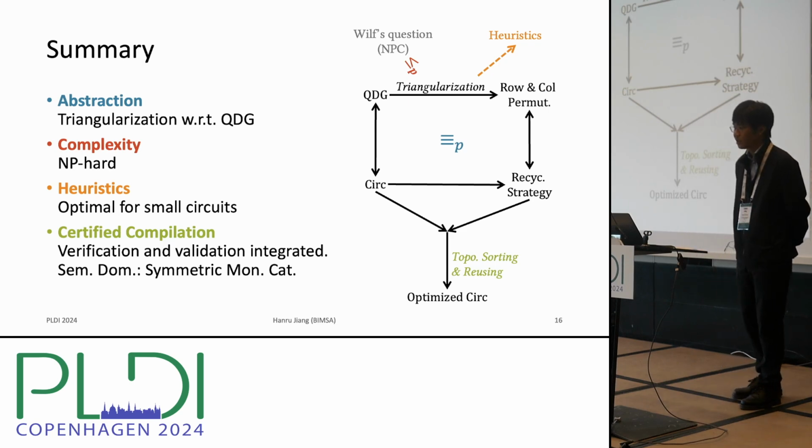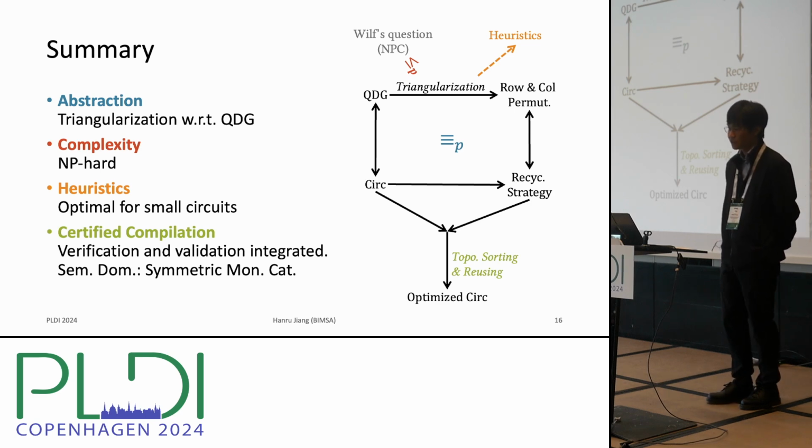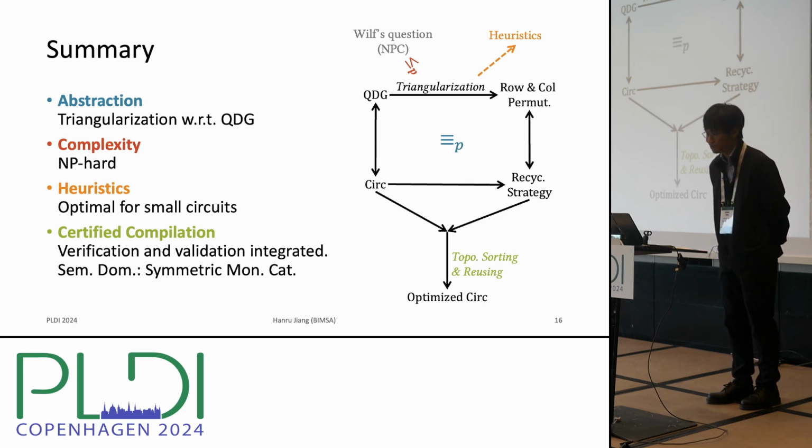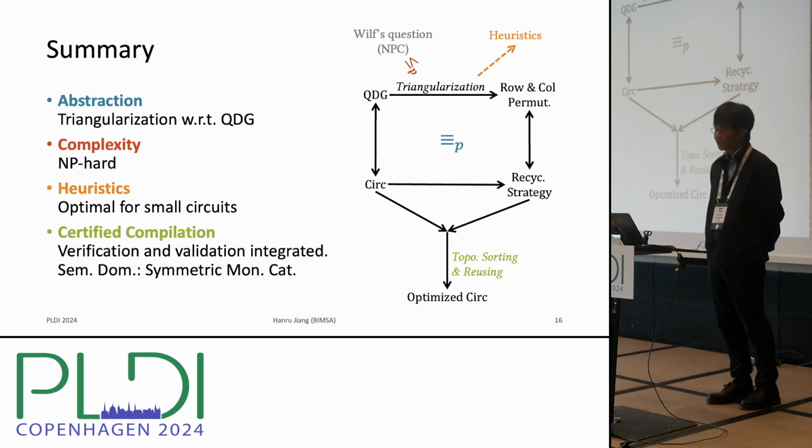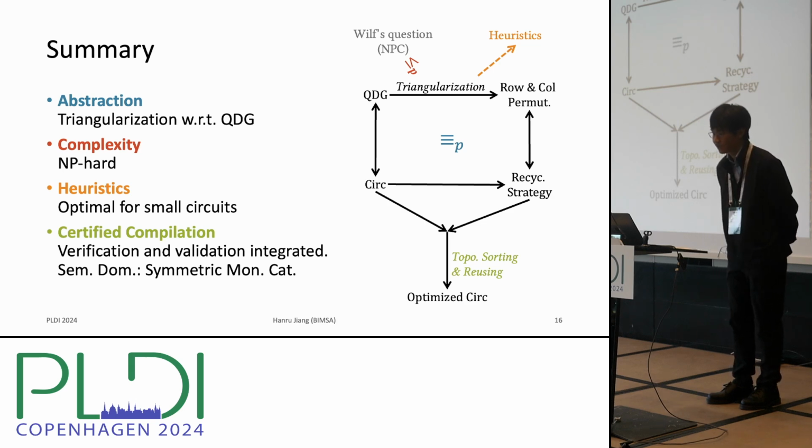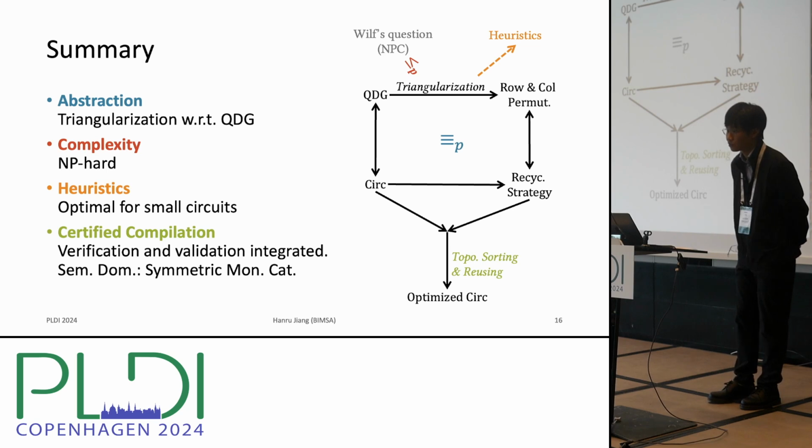So in summary, we revisited qubit recycling by providing a new abstraction for it. Based on this abstraction, we prove its NP-hardness and provide a slightly better algorithm, and implemented a certified optimizer making use of categorical semantics to simplify our proof. That's all.